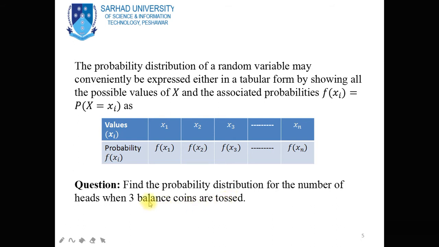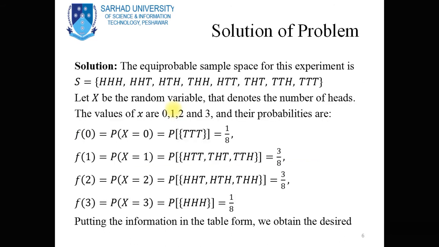Now this is the experiment. Three balanced coins are tossed. In this experiment, the random variable description is the number of heads. So first of all, we find the sample space for this experiment. The sample space for this experiment you see over here.